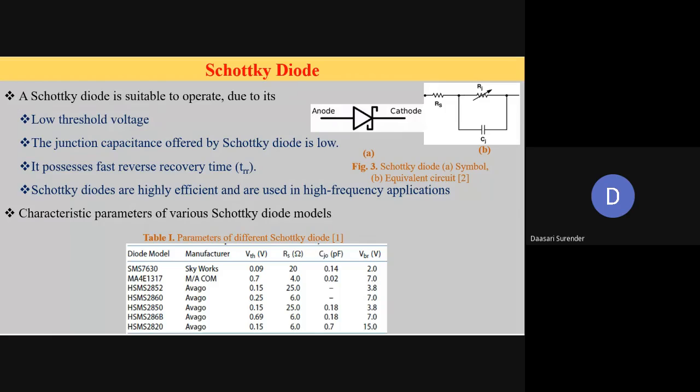By comparing the parameters of various diodes, it is observed that among all diodes, the SMS7630 diode offers low turn-on voltage, so it is suitable for very low input power levels from around -40 dBm to 5 dBm, but its breakdown voltage is very low, 2.0 volts. The breakdown voltage of the HSMS2820 diode is more, 15 volts, so it is suitable for large input power levels above 5 dBm.